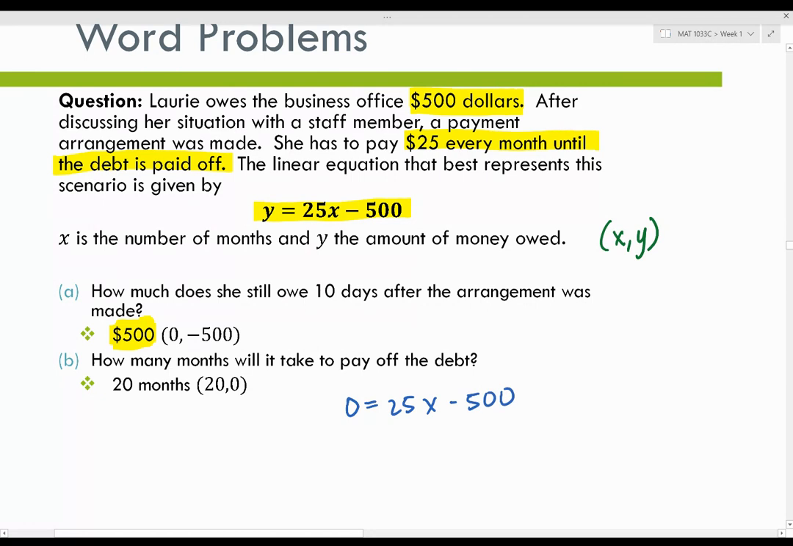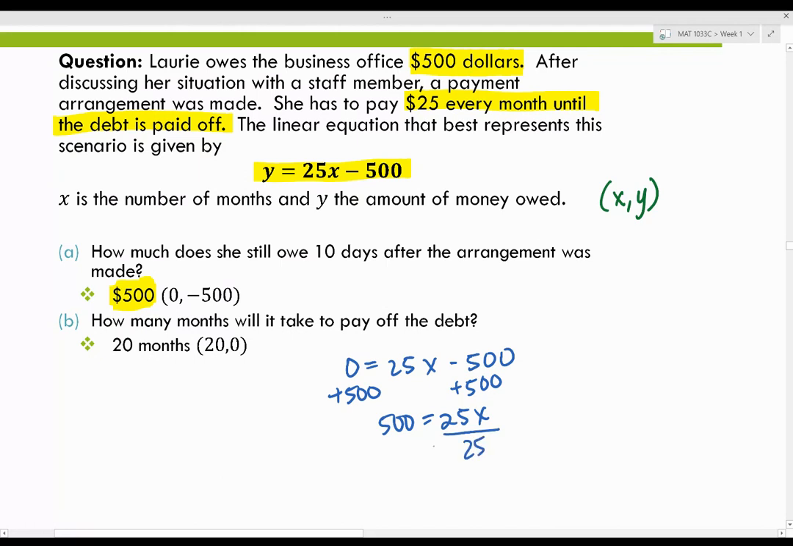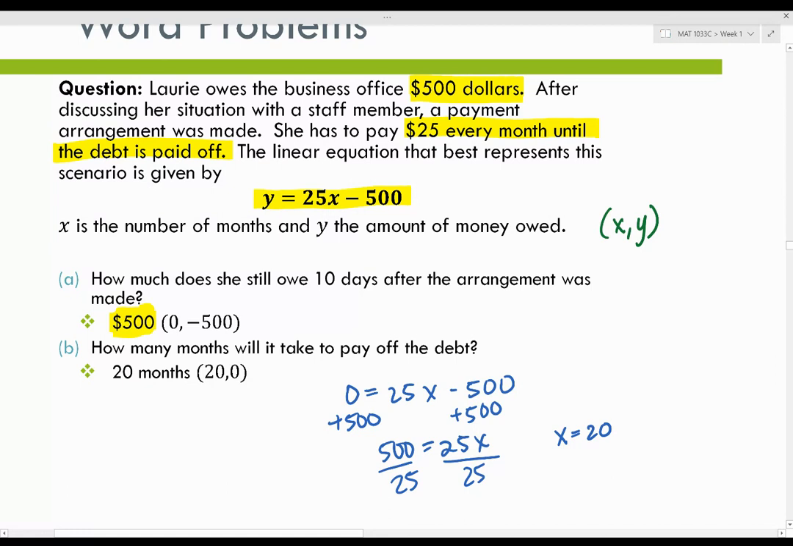And if I wanted to solve this equation, my goal would be to get x by itself. So I'm going to add 500 to both sides of the equation, which is going to give me 500 equals 25x. And then to get x by itself, I divide both sides of the equation by 25. And when I do that, x equals 20. So if Lori decides to follow her plan to make monthly payments of $25 each month, it will take her 20 months to pay off this $500 debt, which would be almost 2 years. Okay, so x equals 20 months. Cool. I hope this makes sense.